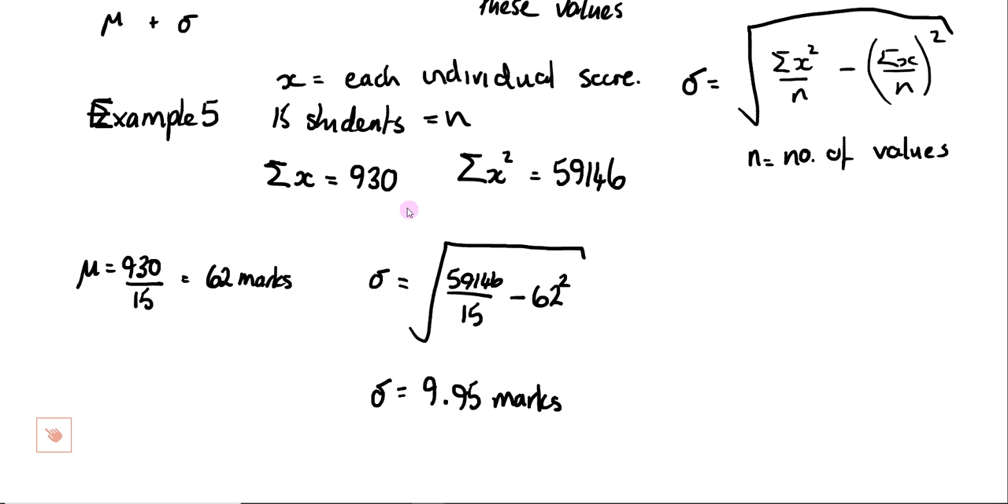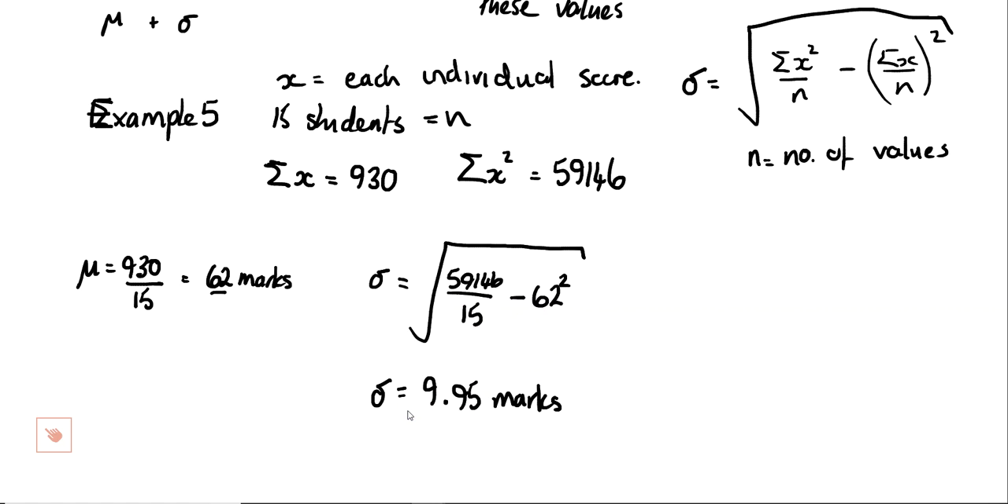I can work out the mean mark, which is 62, because I divide that by 15. Fine with that? So the mean is 62 marks. I'm being told that if you square all the marks and then add them up, you get this number, and that's useful for finding the standard deviation with the formula. So I've just chucked that information into the formula, and that tells me that the standard deviation is 9.95.